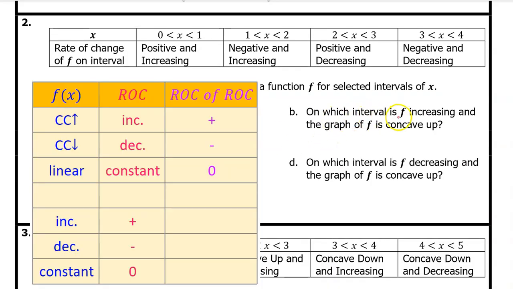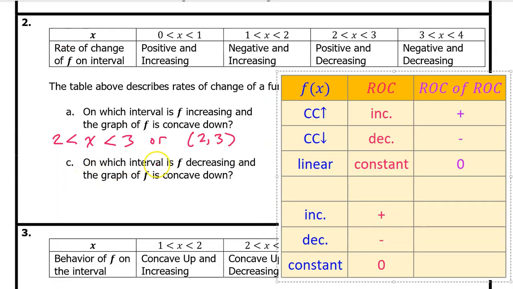Part B. On what interval is f increasing and the graph of f is concave up? If f is increasing, then the rate of change will be positive. If f is concave up, then the rate of change will be increasing. So, on what interval is the rate of change positive and increasing? That's the interval from 0 to 1. Which can be written as an inequality or using interval notation.